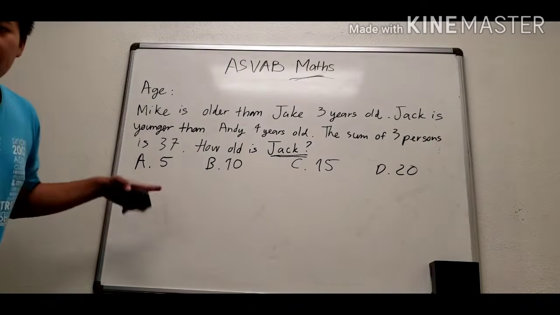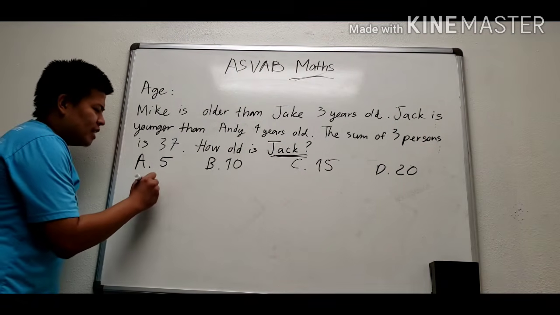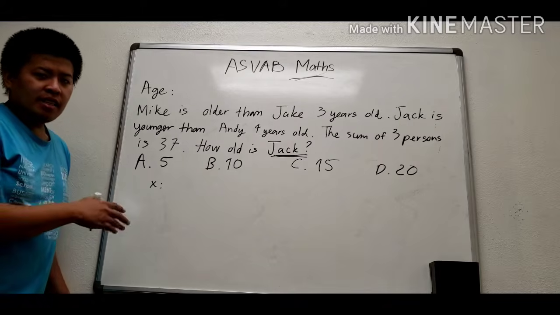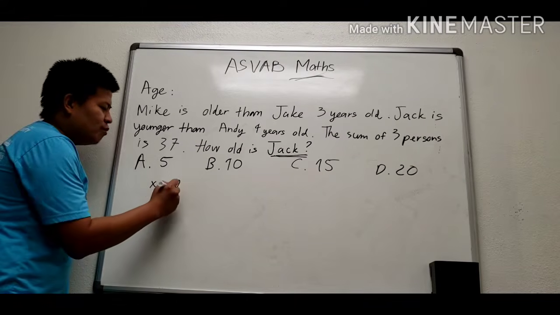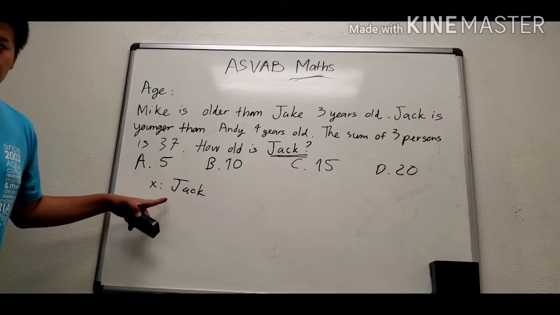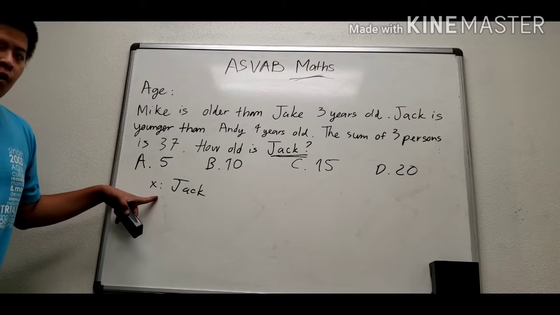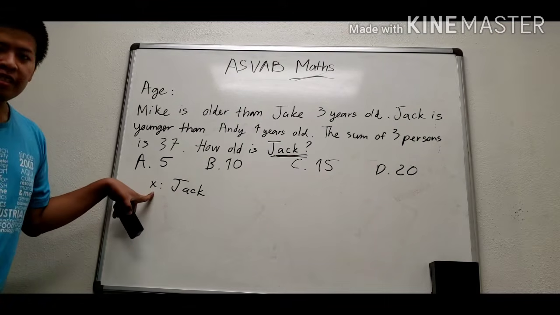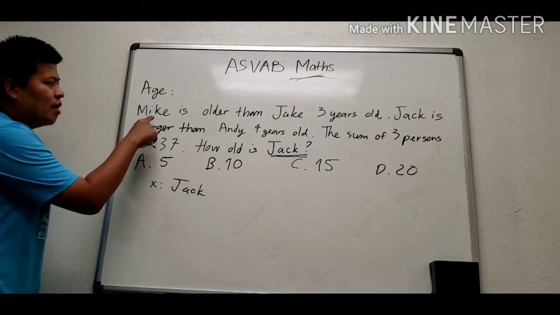But we have 3 persons. We need to put S. S is the number we need to find. So we put Jack here, so that we can find how old the child is. So we put S.